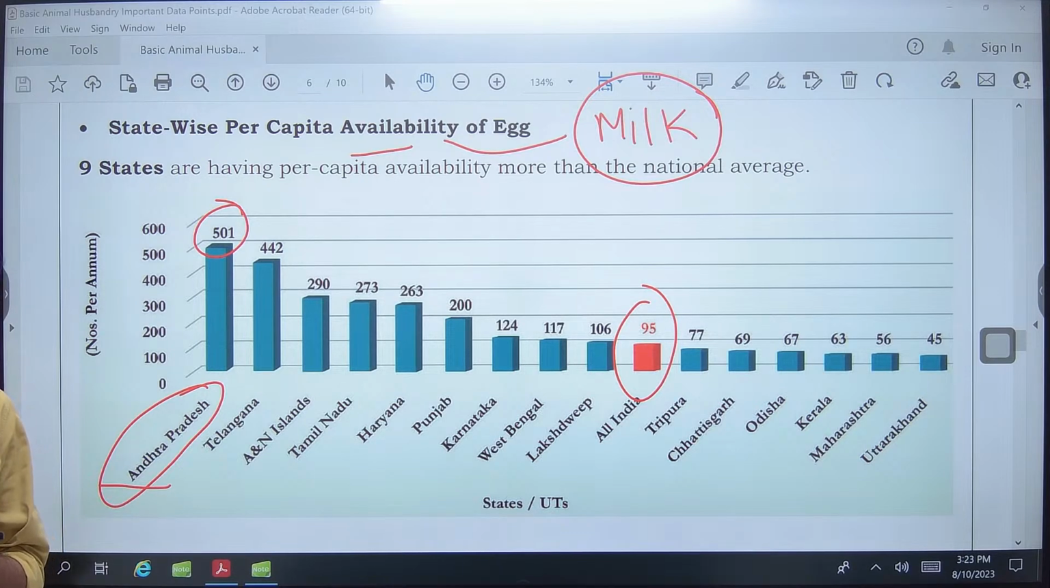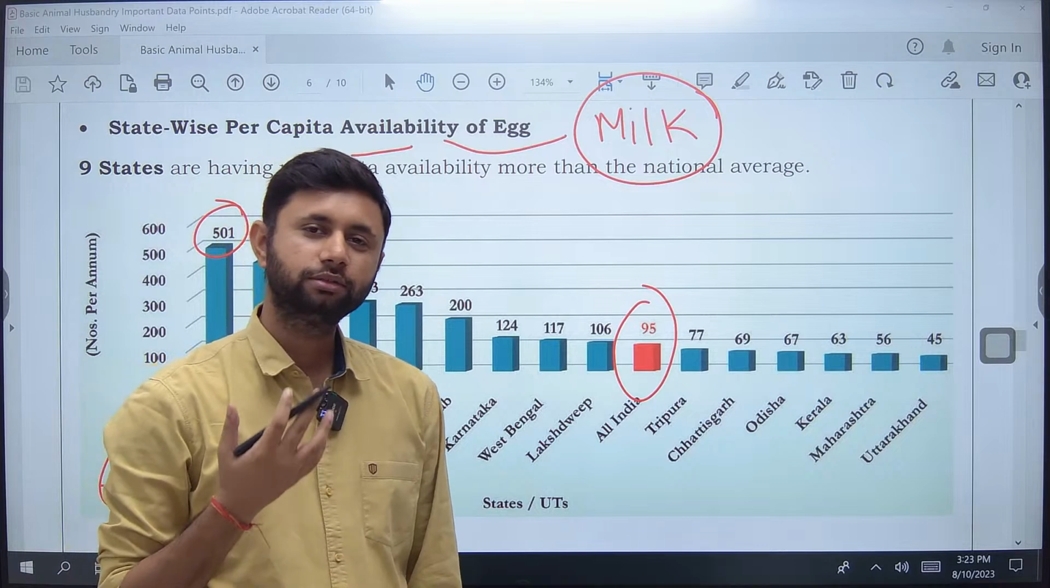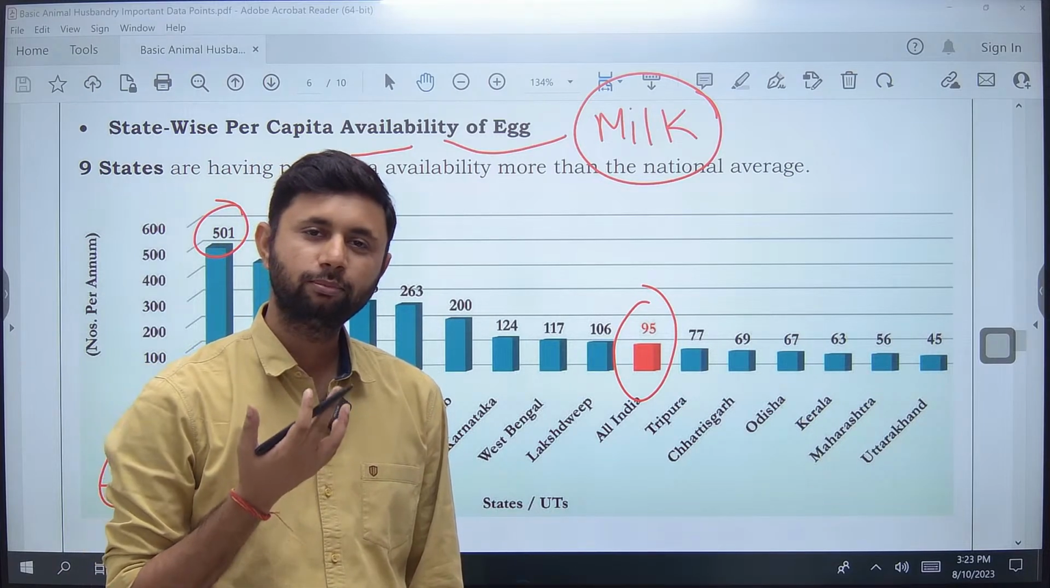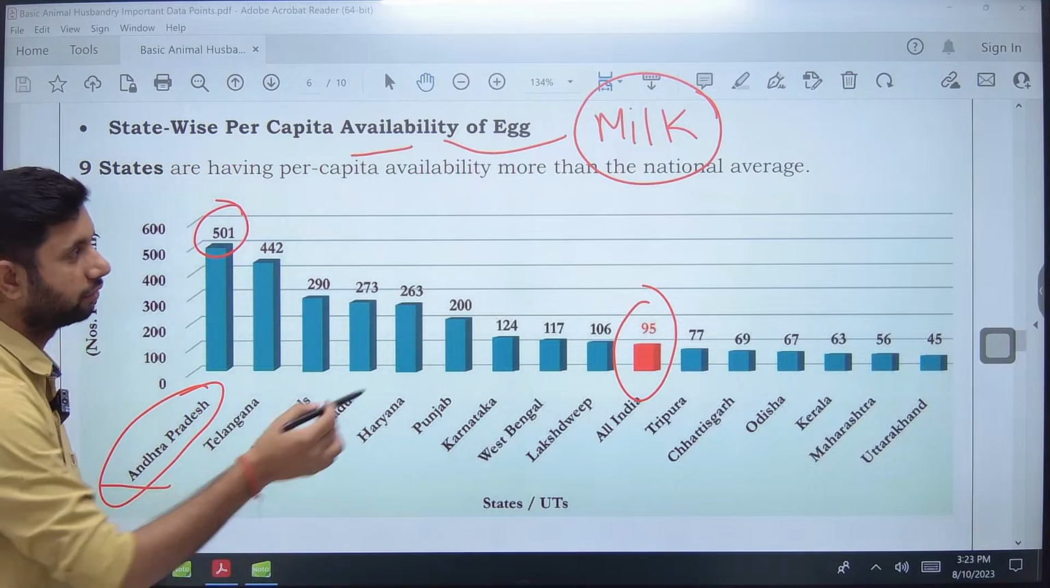Kirti is right, since we are talking about per capita availability. Okay. Yes. And can anybody tell how many states reported growth rate of more than 6% in case of milk?